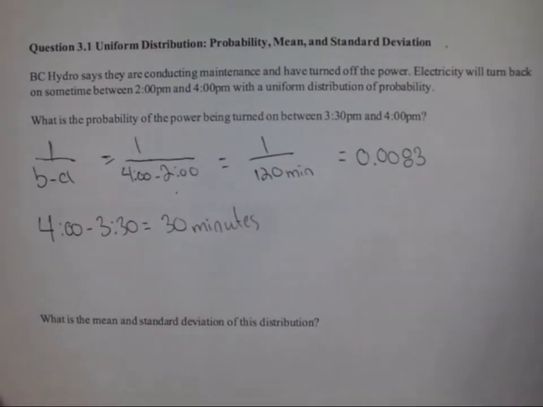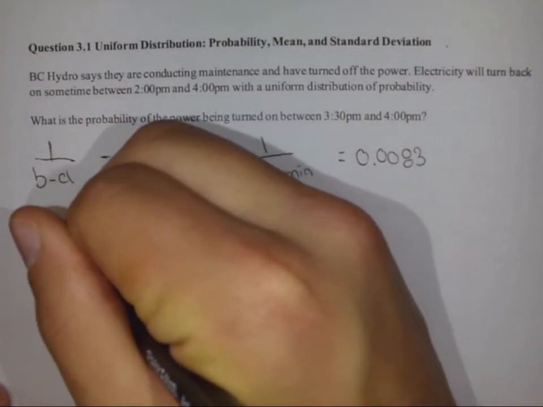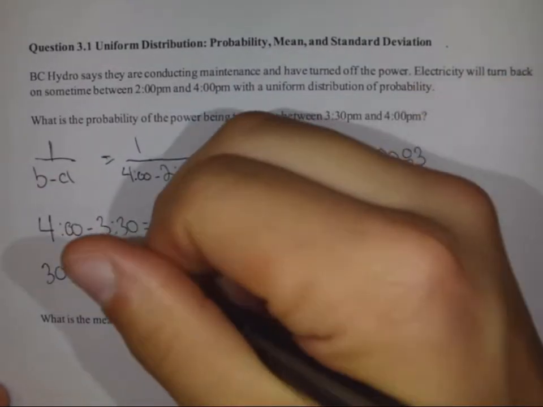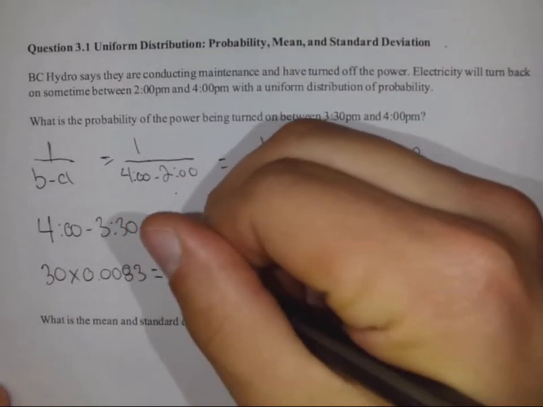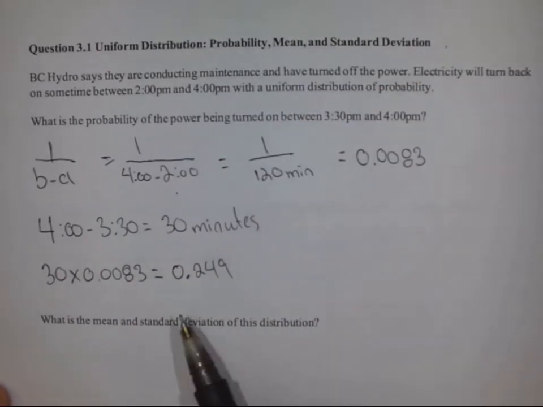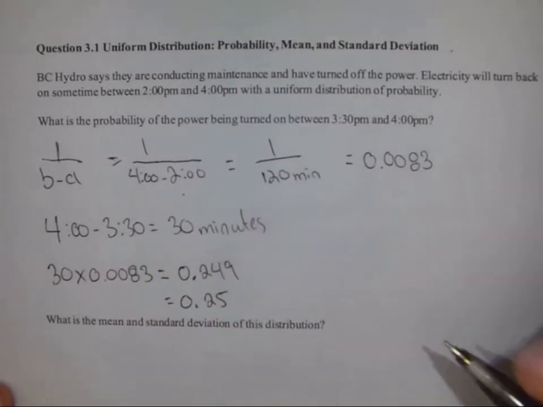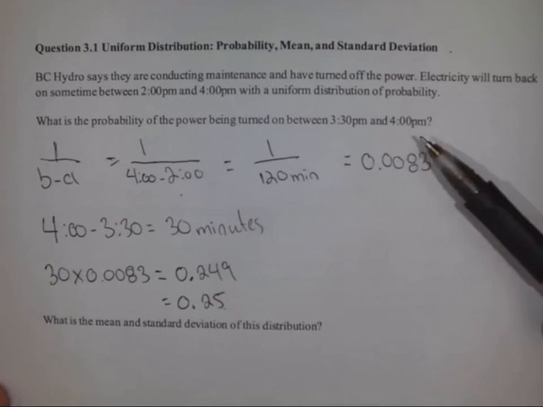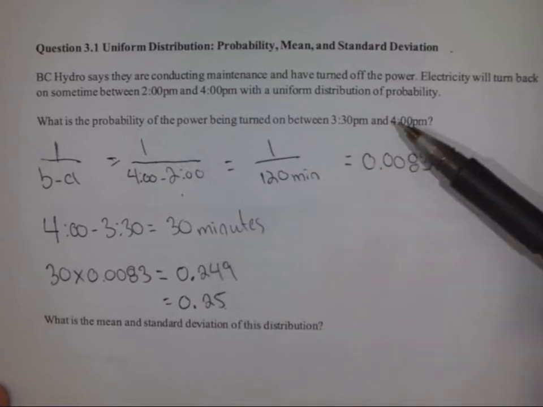And if we were to multiply these together, our height by our length, we would have 30 times 0.0083, or 0.249. Now there is a rounding error here, so that is equal to 0.25. So there's a 25% chance of the power being turned on between 3:30 and 4, which makes sense. Half an hour is only a quarter of 2 hours.